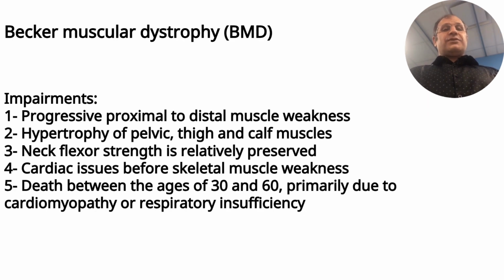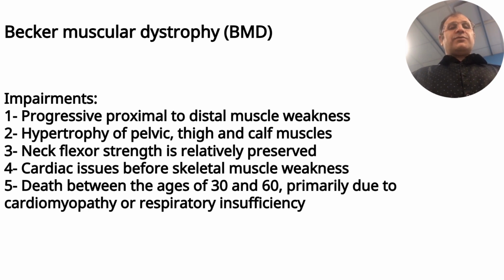Becker muscular dystrophy. The pattern of muscle weakness is from proximal to distal regions similar to the one of Duchenne's muscular dystrophy. The pelvic and thigh muscles are typically the first to be involved, although calf hypertrophy is also observed. There is less pronounced weakness of the tibialis anterior and peroneal muscles compared to Duchenne's muscular dystrophy. Neck flexor strength is relatively preserved, and contractures, scoliosis, cardiac dysfunction, and cognitive impairment are less common.